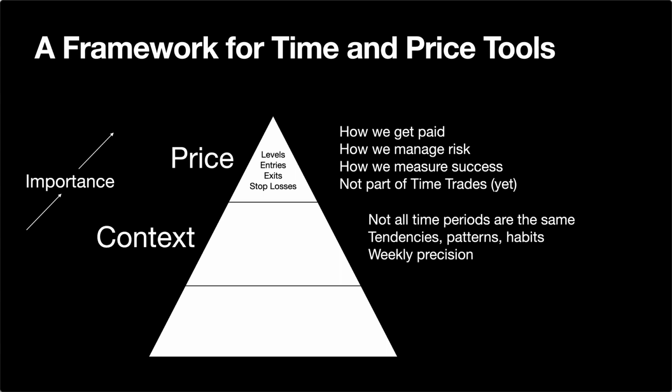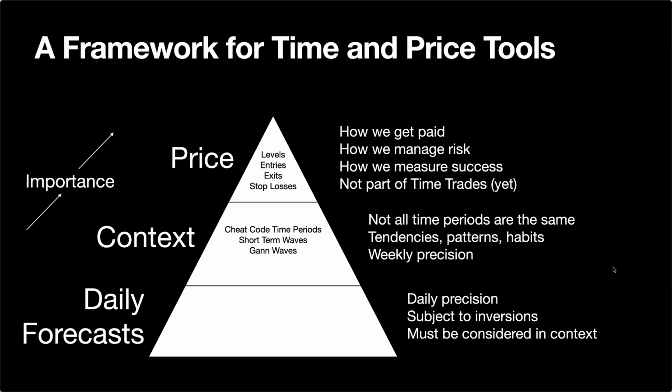What are the tendencies and patterns and habits of certain time periods compared to others? These may not be super precise, like down to a daily precision level, but certainly at a weekly or multi-day precision level, we can identify some key time periods. So these are things that are well served with some of the Time Trades innovations like cheat codes, short-term waves, like Gann waves. These all help provide some of the important context in which you can make your trading decisions.